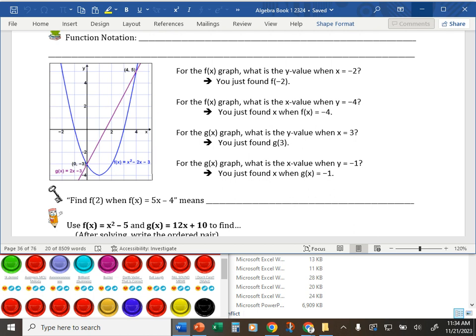So the U-shaped one, not a linear function. It's not a line. Whereas g of x, that purple one, is a line, and that would be a linear function. Both are functions, but only one of them is linear.